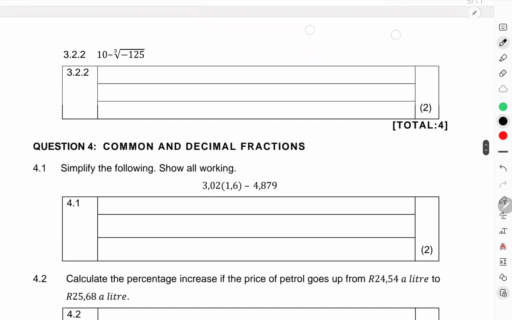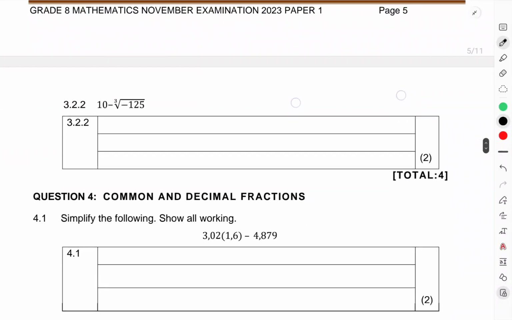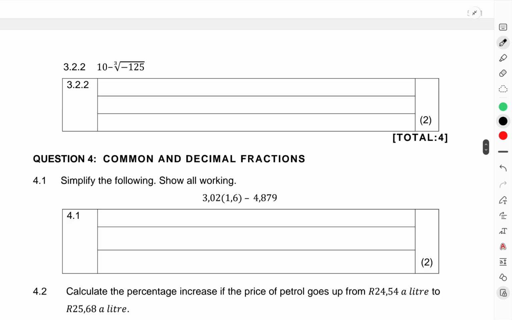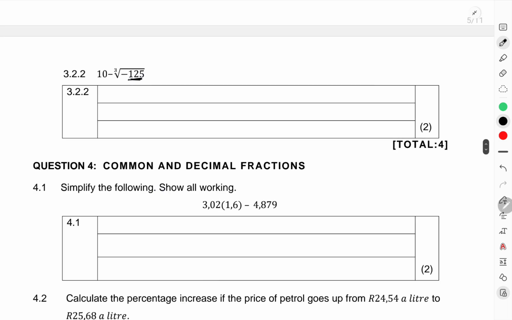Then we have 3.2.2. It says we are simplifying by showing the workings, right? I have 10 minus the cube root of negative 125. Now, I said whenever we are dealing with the cube root, for the number inside that cube root, you're going to say 125 equals to, then you press shift, then you press fact on a calculator, right? Therefore, what is 125 equals to shift fact? It is the same as 5 to the power of 3.